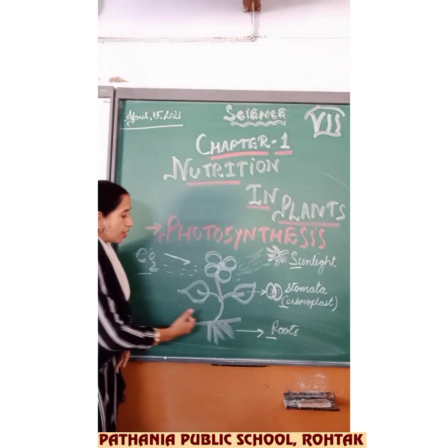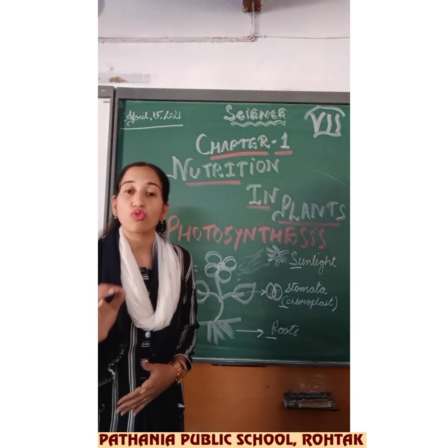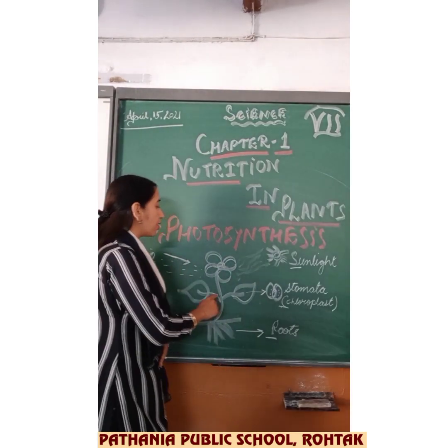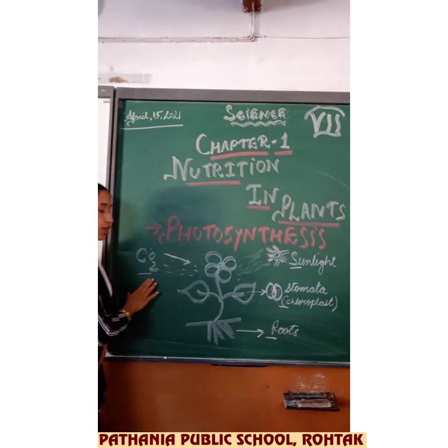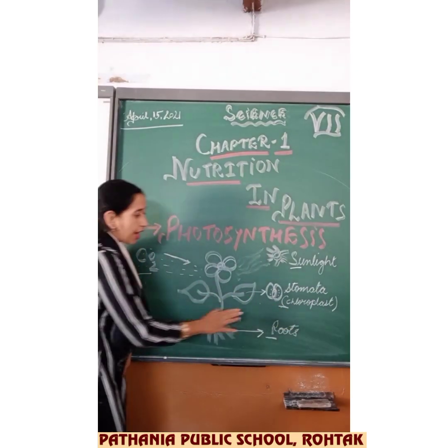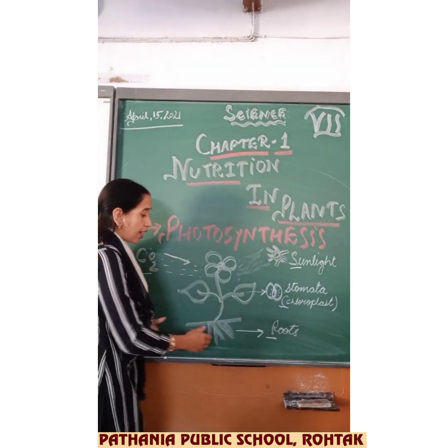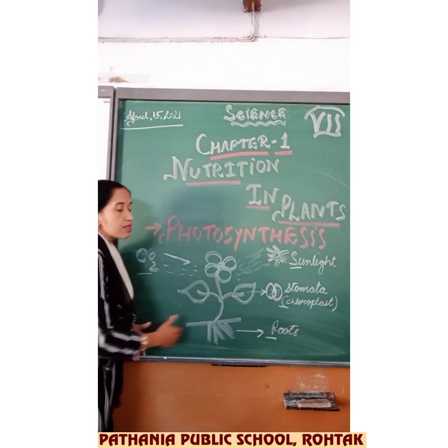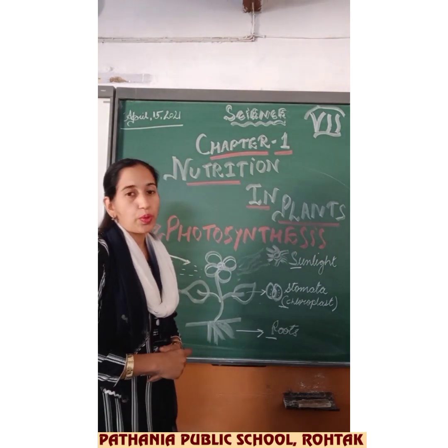Photosynthesis takes place in the green plants, which are called autotrophs, and it is done in the presence of sunlight, CO2 gas, and the stomata, which contain chlorophyll, and through water and minerals taken in through the roots. Let's start the PPT with this chapter.